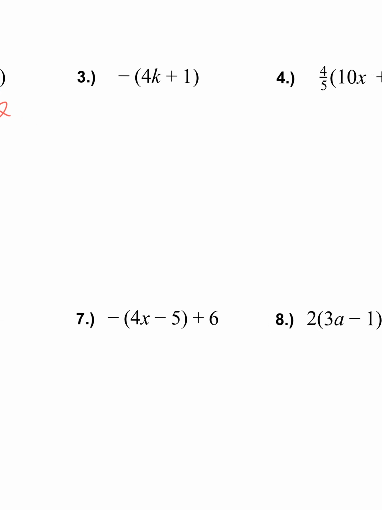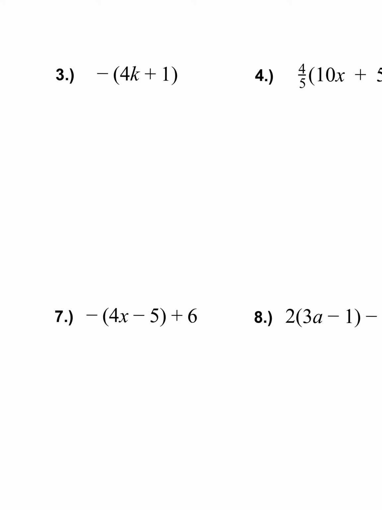Number 3 says negative parenthesis 4k minus 1, or the way we would read that is the opposite of 4k minus 1. So we need to distribute this negative sign through. Anytime we see a negative sign out in front of a set of parentheses, we're going to distribute that negative sign through to each term in those parentheses. And when we distribute a negative sign, what we are really doing is distributing a negative 1 through to all those terms. So our first step here is going to be multiplying negative 1 times 4k. So negative 1 times 4 is negative 4. And then we can bring down our k.